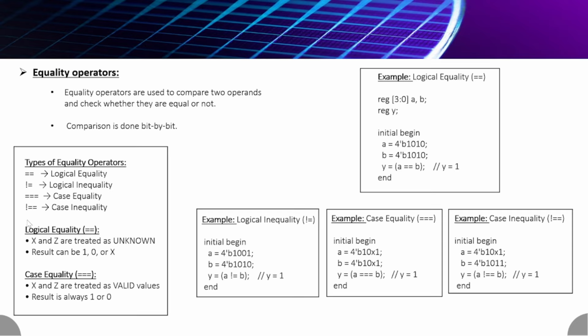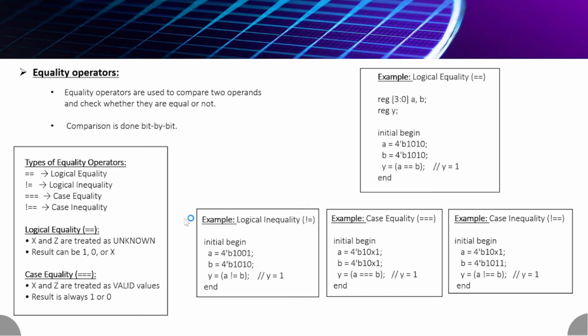First, let's talk about logical equality and inequality. Logical equality is represented by double equals, and logical inequality is represented by not equals. In logical equality, x and z are treated as unknown values. Because of this, the result can be 1, 0 or x. For example, if the values are exactly the same, the result is 1.